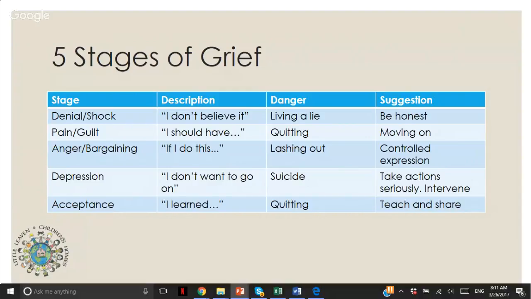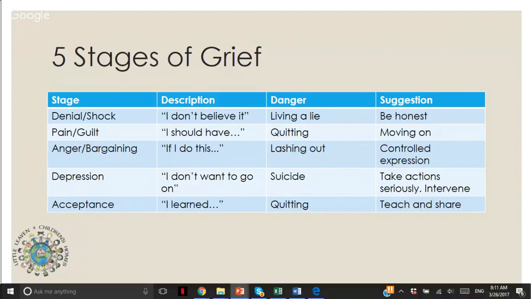And someone has accepted something when they can say that they learned from it, and they can share about what happened. The suggestion is that when someone has accepted it, you get them to teach and share. The reason why bad things happen is so that it can build us character. Bad things build character. And that character is a testimony to the truth. It gives and inspires hope.